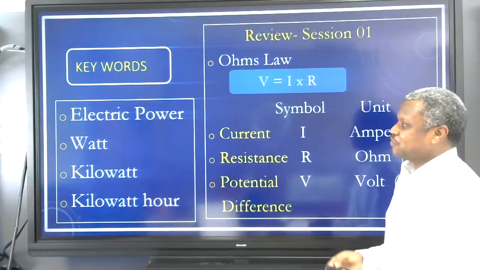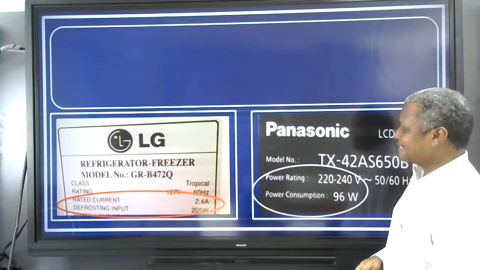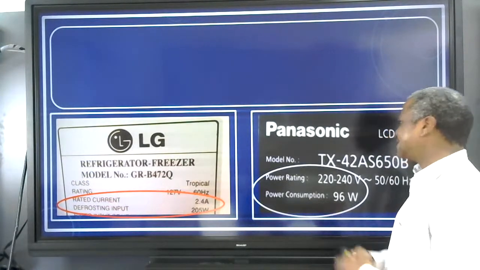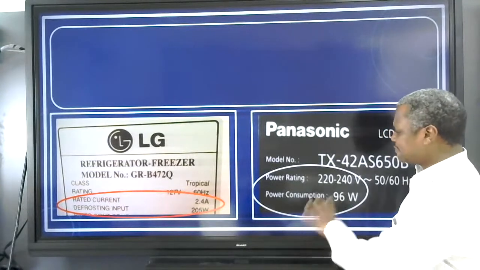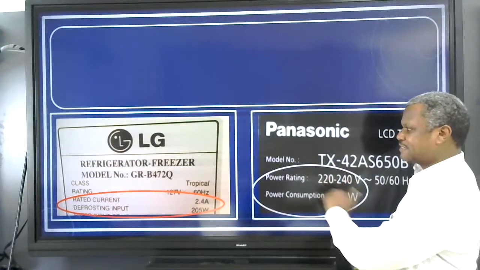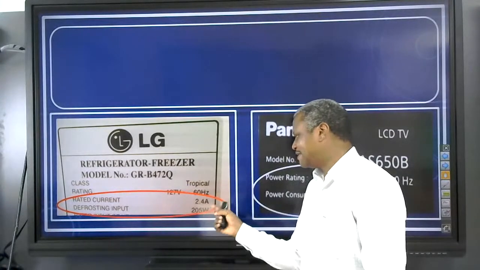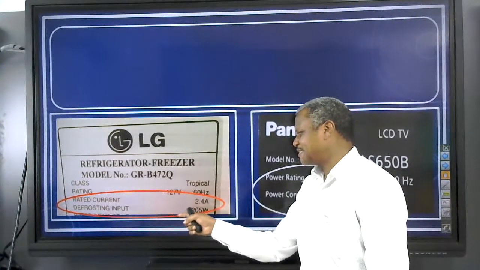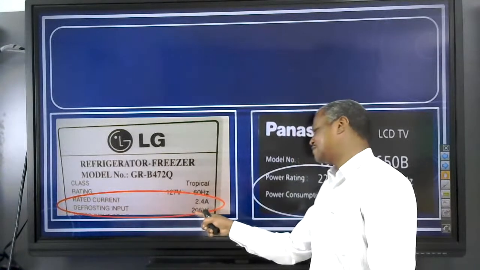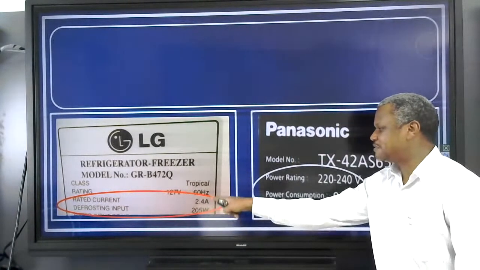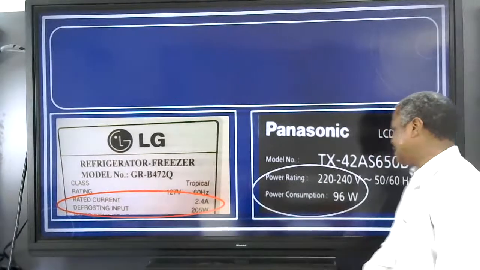Now, so the question is, what is electrical power? Every time you buy an electrical gadget or an instrument, you always find a sticker like this. For example, this is a freezer. It's rated at a current of 2.4 amperes with a defrosting input of about 205 watts. We're going to look at what these units stand for and what they mean.